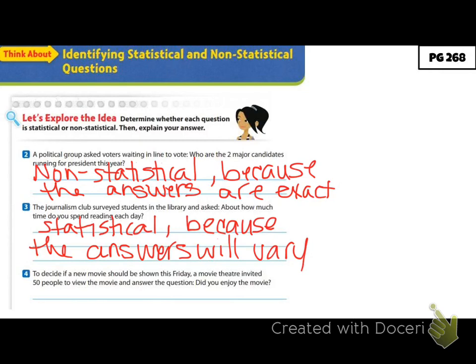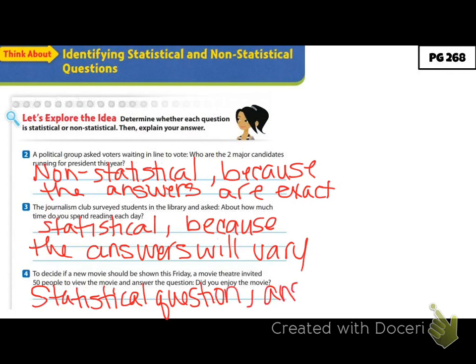Okay, the next one, number 4, to decide if a new movie should be shown this Friday, a movie theater invited 50 people to view the movie and answer the question, did you enjoy the movie? So, you're going to have 2 possibilities, but it is going to vary from each one. So this would be considered a statistical question, because you're going to get some yes and some no. So answers will vary.